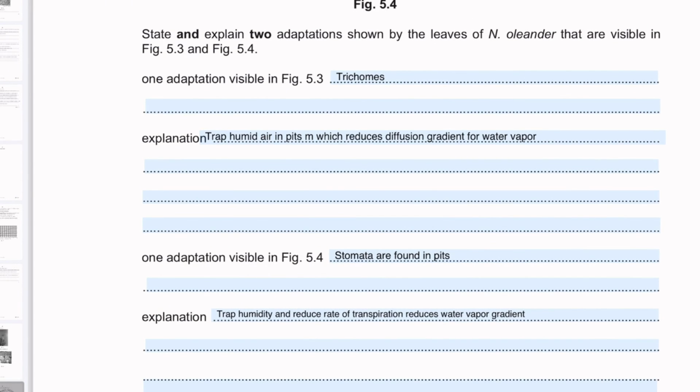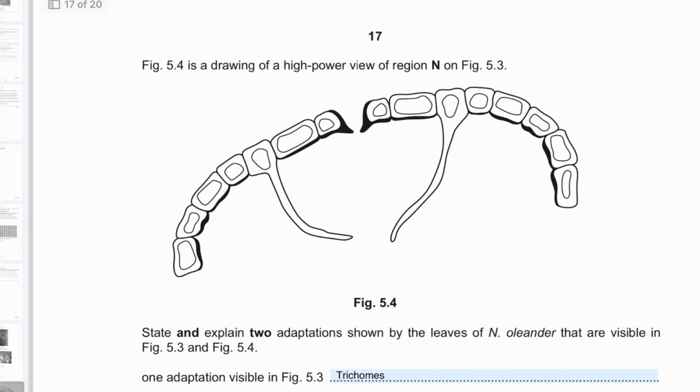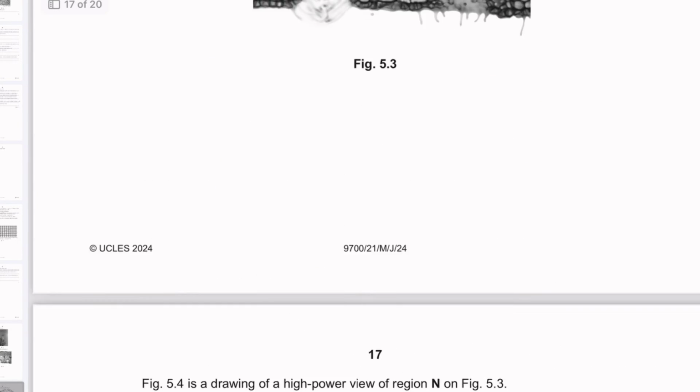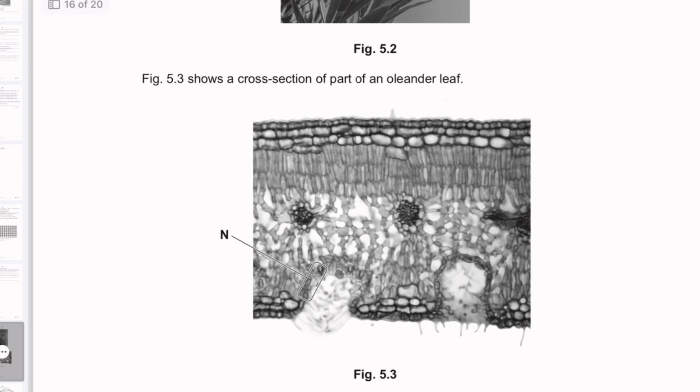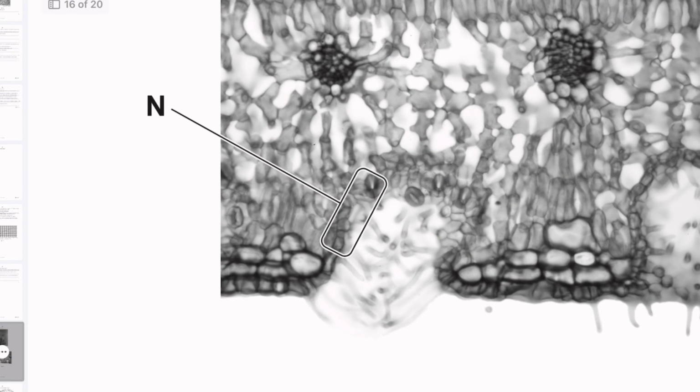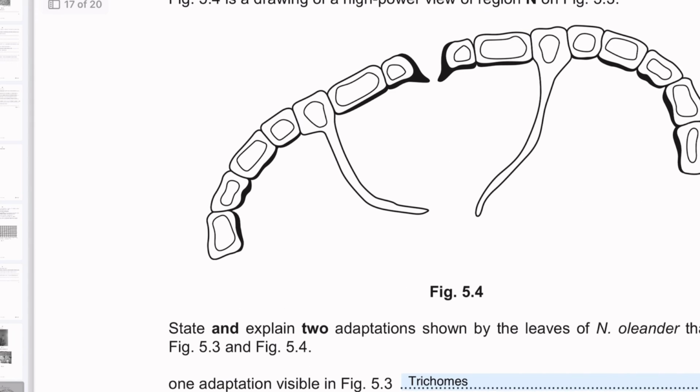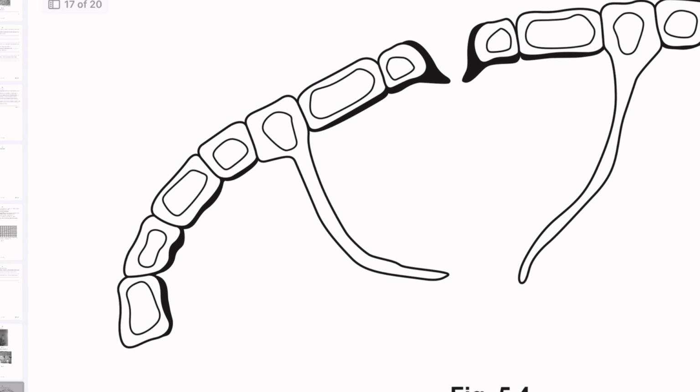Okay, now if these two answers seem far too similar to you and you're worried about that, then obviously you can mention other adaptations. For example, you could mention that the stomata are only found on the lower epidermis compared to the upper epidermis. You could also mention that these lower epidermis cells have thick walls, and also I guess this is the waxy cuticle.